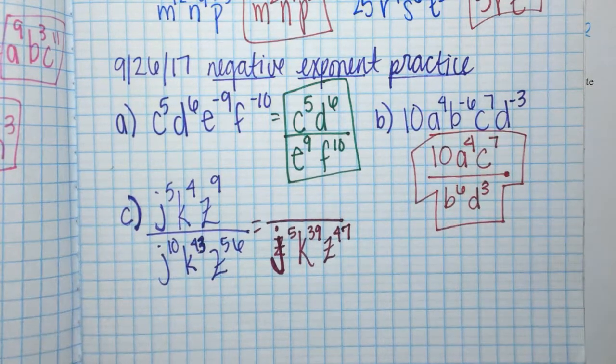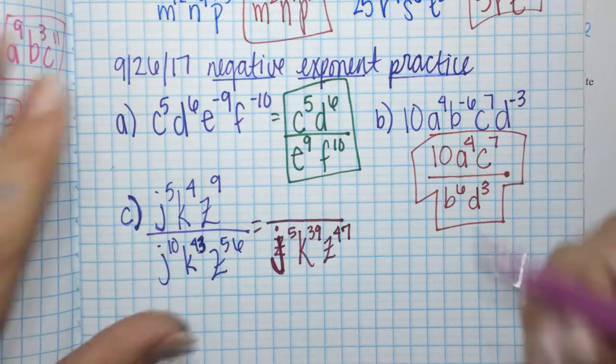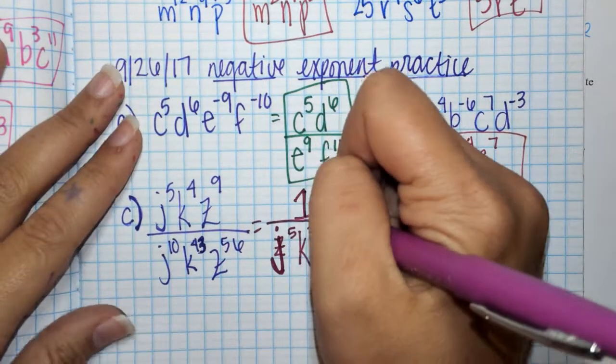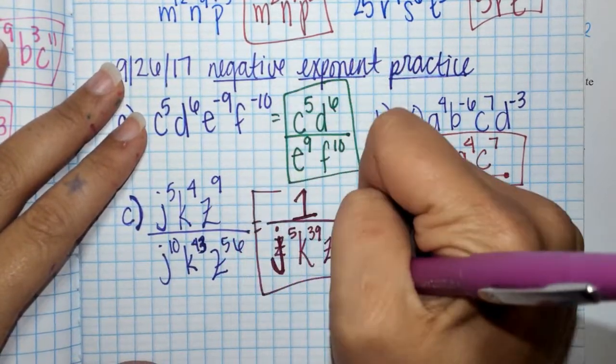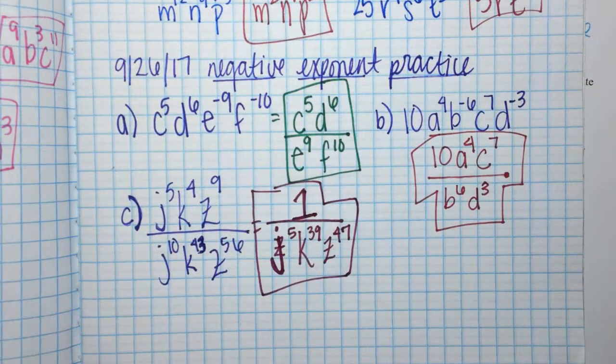Now, am I done? What needs to go on top of that fraction? You do put a strong 1. Put some muscles on there. Okay, I can apply that.